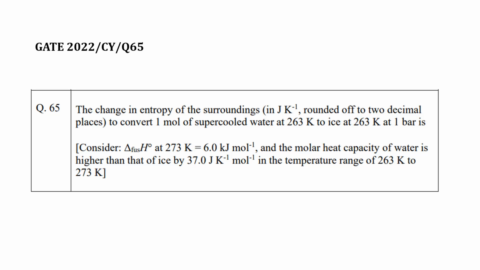Here we are going to discuss question number 65 of GATE 2022 Chemistry. The question is to find out the change in entropy of the surroundings to convert 1 mole of supercooled water at 263 Kelvin to ice at 263 Kelvin at 1 bar pressure. The additional information given are the standard enthalpy of fusion at 273 Kelvin is 6 kilojoule mole inverse, and the molar heat capacity of water is higher than that of ice by 37 joule Kelvin inverse mole inverse.